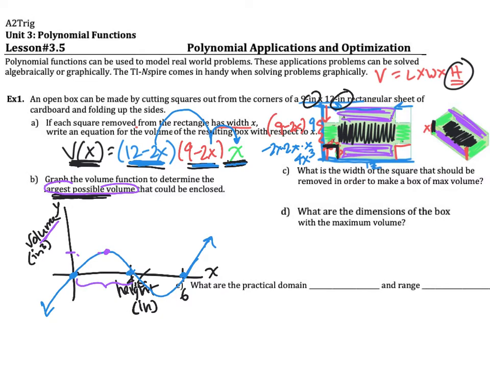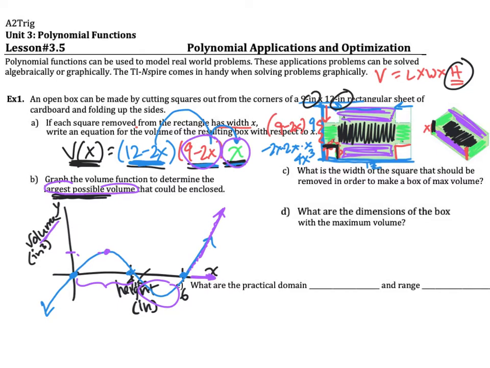So it's between 0 and 4.5. All of these are negative volumes, those don't make sense. And this goes on infinitely, but these values over here don't make sense because when you put in an x that's bigger than 6, you're going to get two negative answers, which is why we have a positive volume, but it doesn't make sense.